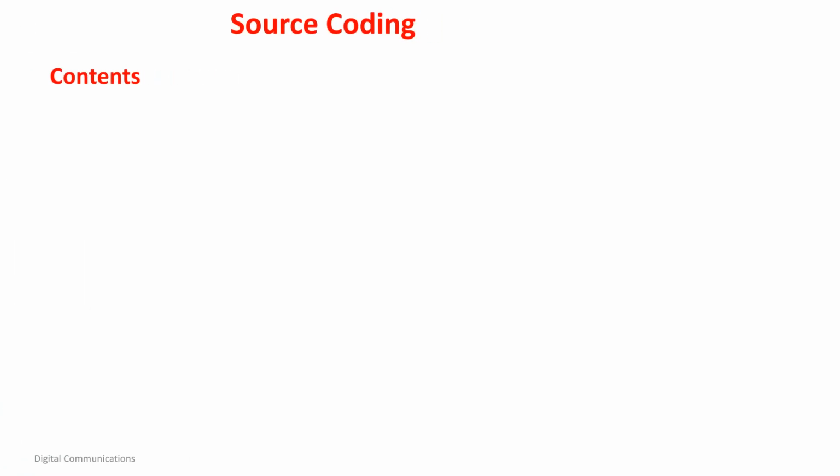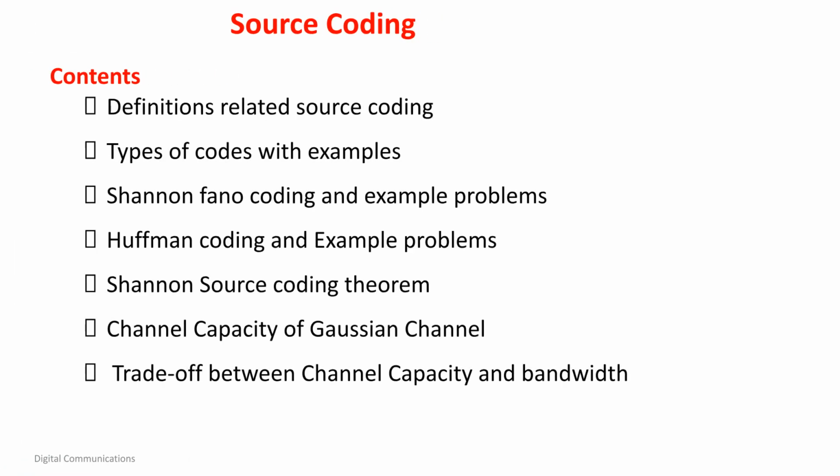The content for this video includes definitions related to source coding, types of codes, Shannon-Fano and Huffman coding examples, the Shannon source coding theorem, channel capacity of a Gaussian channel, and the trade-off between channel capacity and bandwidth.